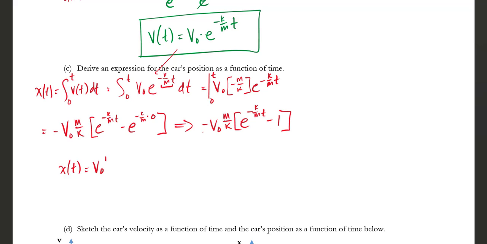v naught m over k times 1 minus e to the negative k over m t. All I did was pull out a negative 1 from inside of this, and then negative 1 times negative 1 got rid of the negative in front, just to make it a little bit cleaner looking. And there is our function of position as a function of time.